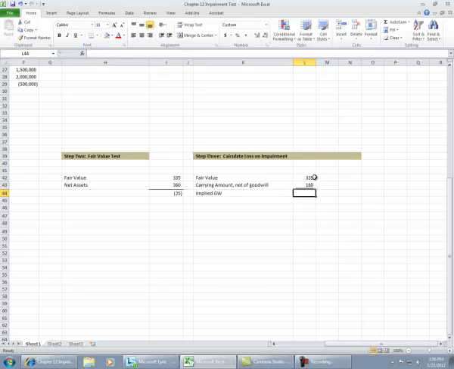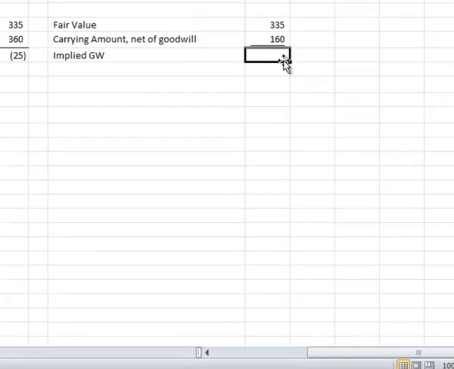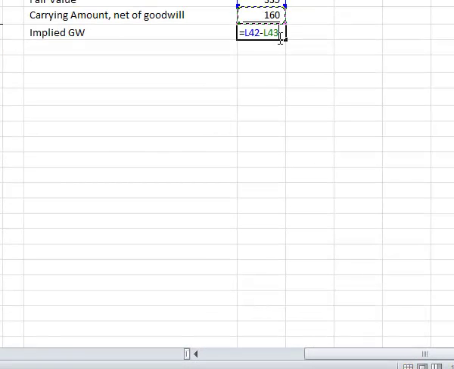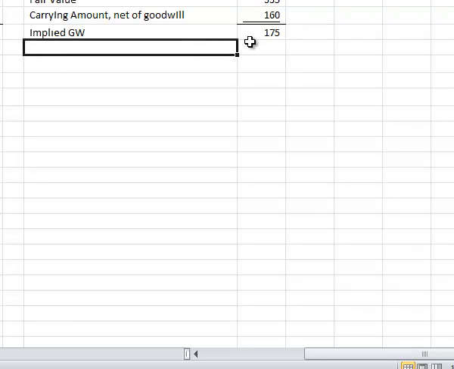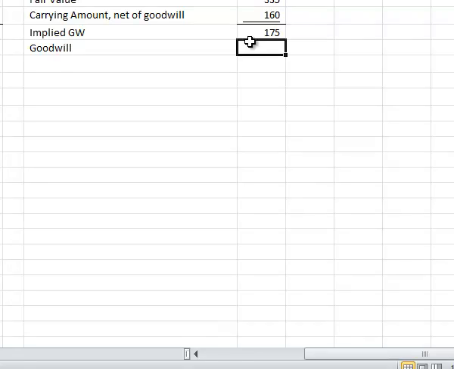So if I think that this division is worth 335, on my books I've got 160 ignoring goodwill. That would mean that I have implied goodwill of 175, because that would be the difference between everything else and the fair value. So basically my books are implying that I have 175 of goodwill. The problem is that my goodwill on my books is actually 200. So I've got an issue of 25.